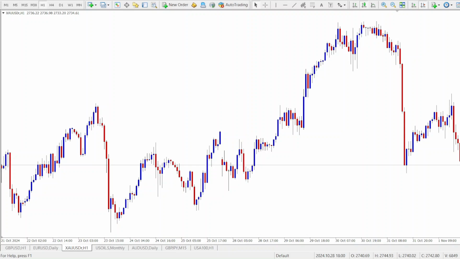Now, reversal trading is all about spotting that moment when the market switches direction. It's a bit like catching a wave right before it crashes, right? So unlike trend following strategies where you ride the market's momentum, reversal trading focuses on capturing the peaks and troughs, right? Aiming for a pivot in price action.